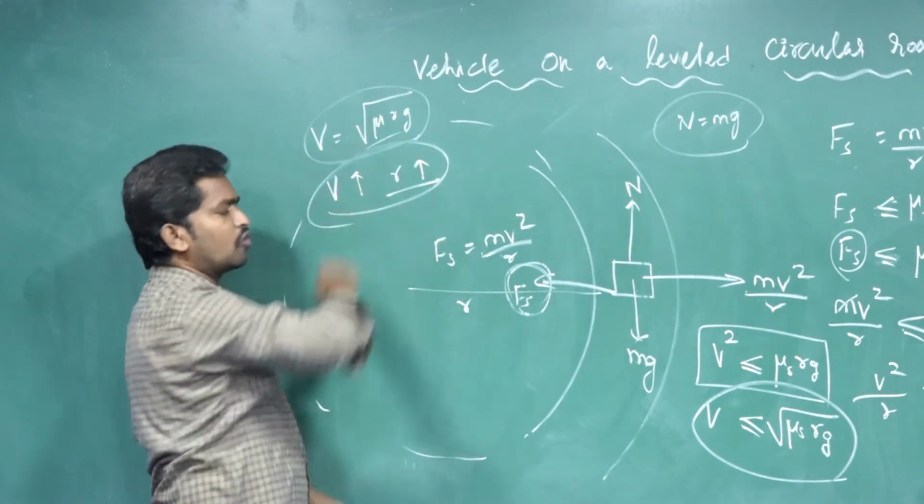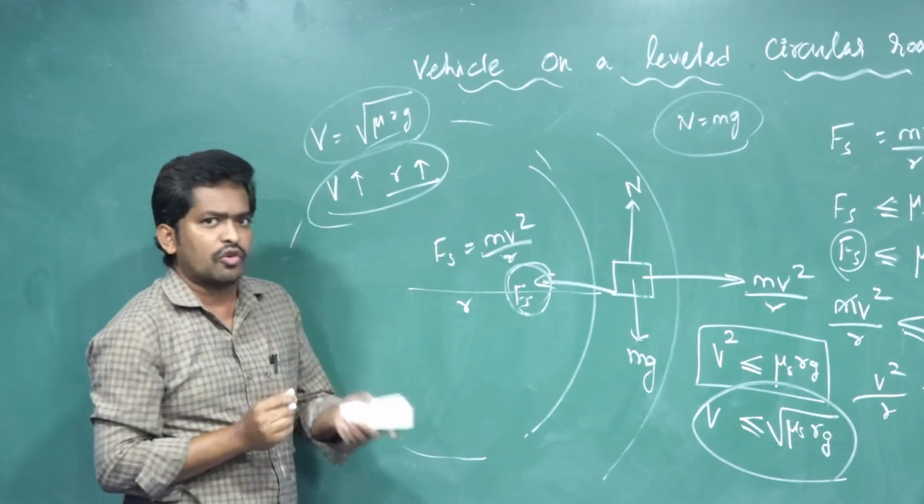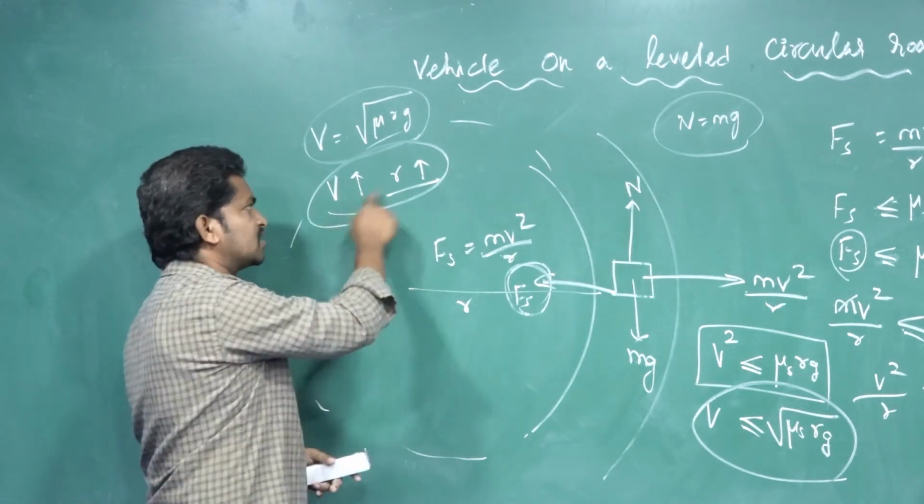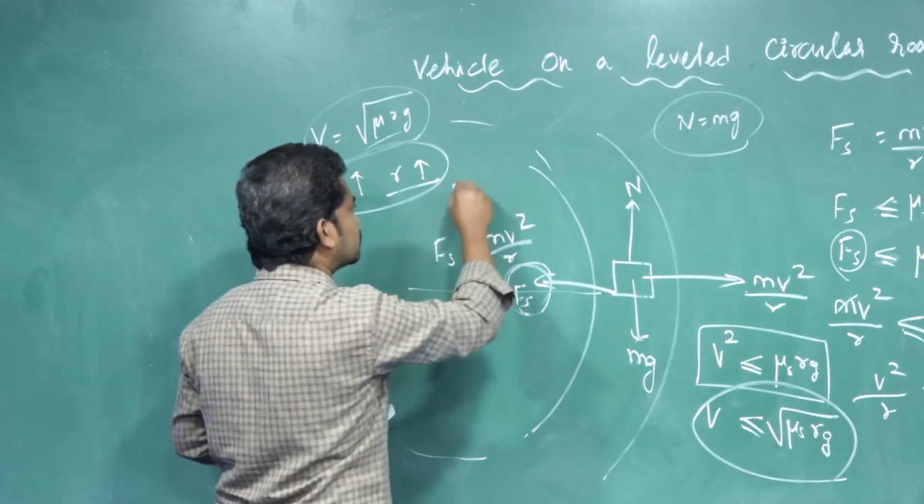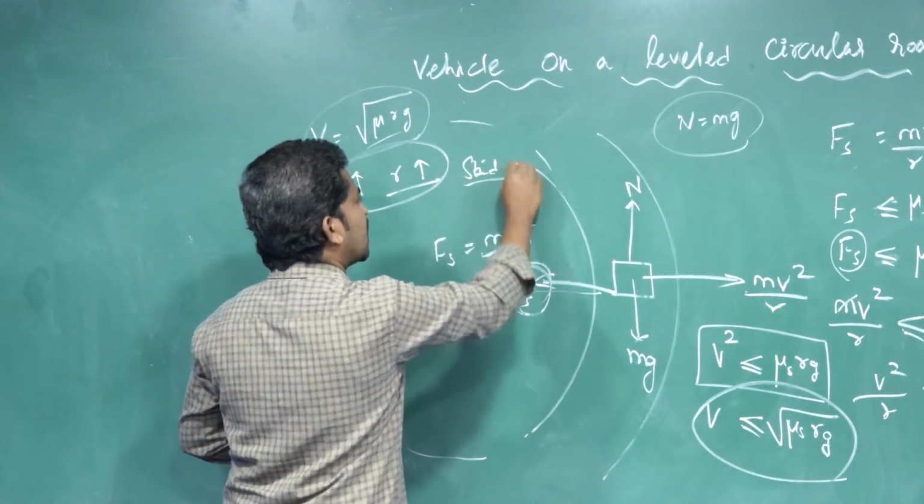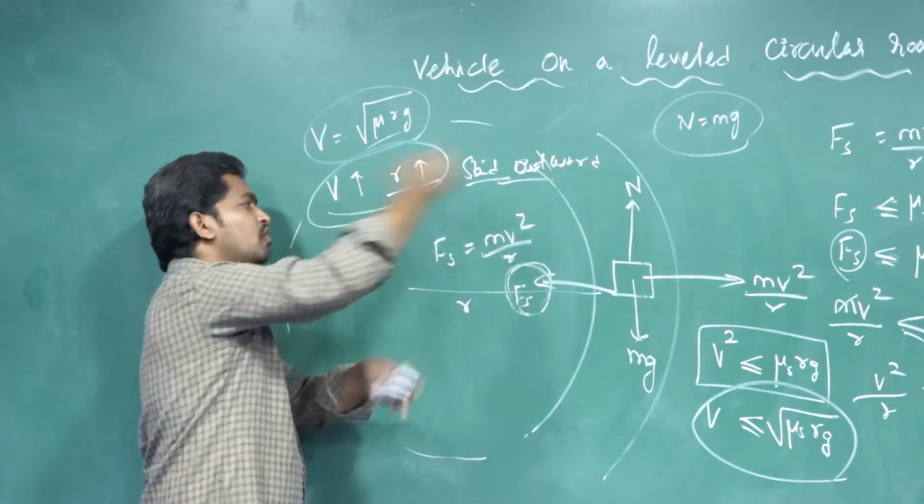So V is equal to square root of mu Rg. If V increases in a circular road, that is, the velocity of the object or vehicle increases, the radius of the circular path also increases. So the car must skid in outward direction.